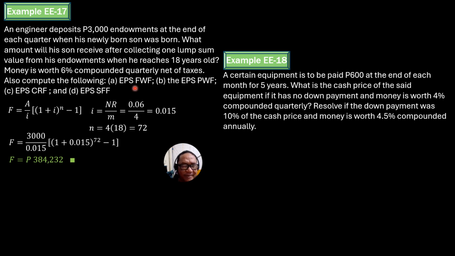Then for this equal payment series future worth factor, or compound amount factor rather, it is F over A. So F over A is this remaining expression here, but I will not use that because we already calculated F and A is given, so we'll just divide that by 3,000. And that value is equal to 128.077.